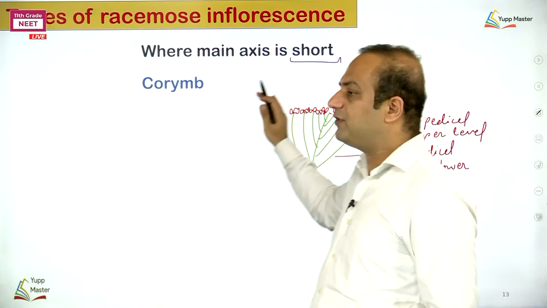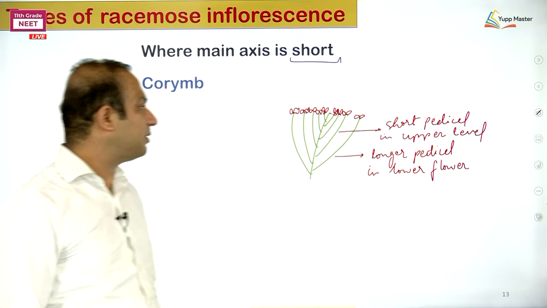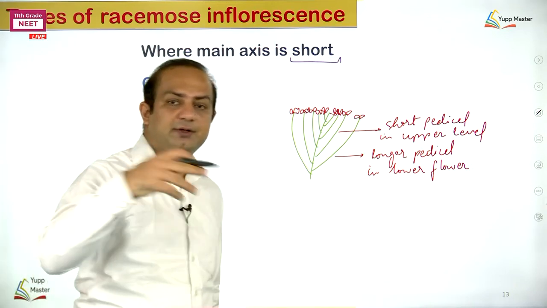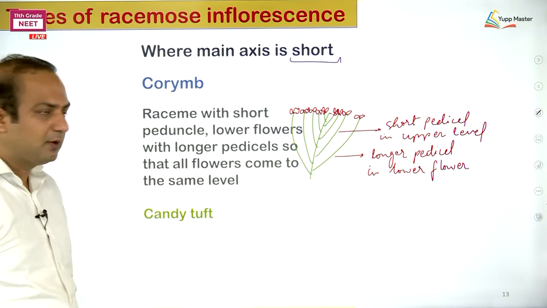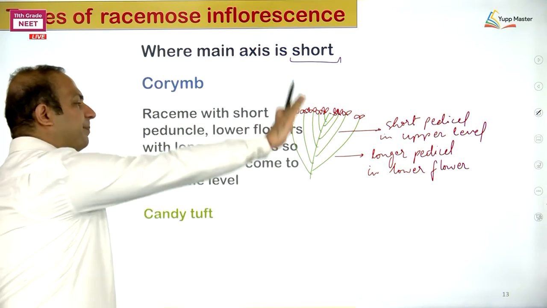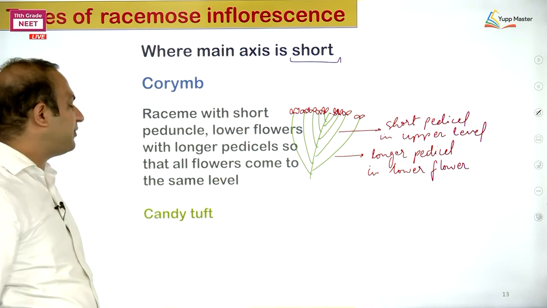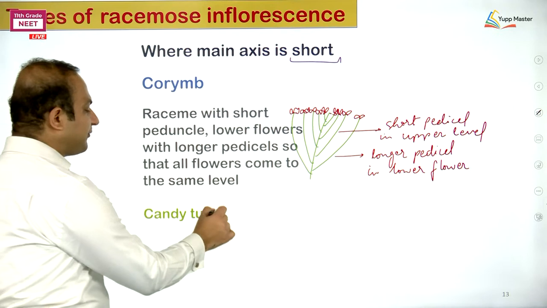So that all of them can come to the same level, they all can reach up to the same height. That is the condition over here. Racemes with short peduncle, the peduncle is short, and the lower flowers with longer pedicel, so that all the flowers come to the same level. Such is seen in candytuft.